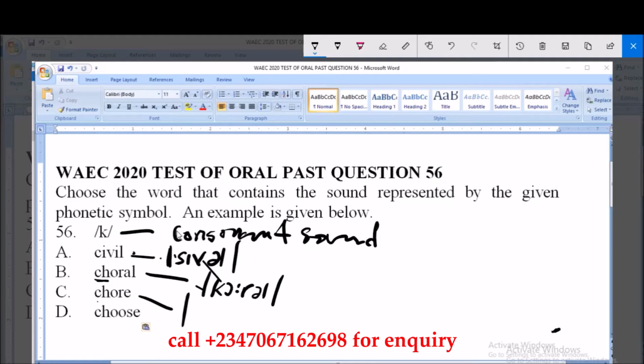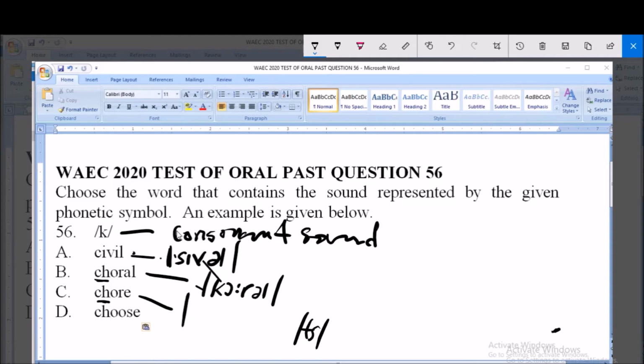Then option C is pronounced as ch. So the CH here sounds ch. The CH there sounds ch, not k. Option D is pronounced as choose. The CH here also sounds ch. Choose. The S sounds z, not k.